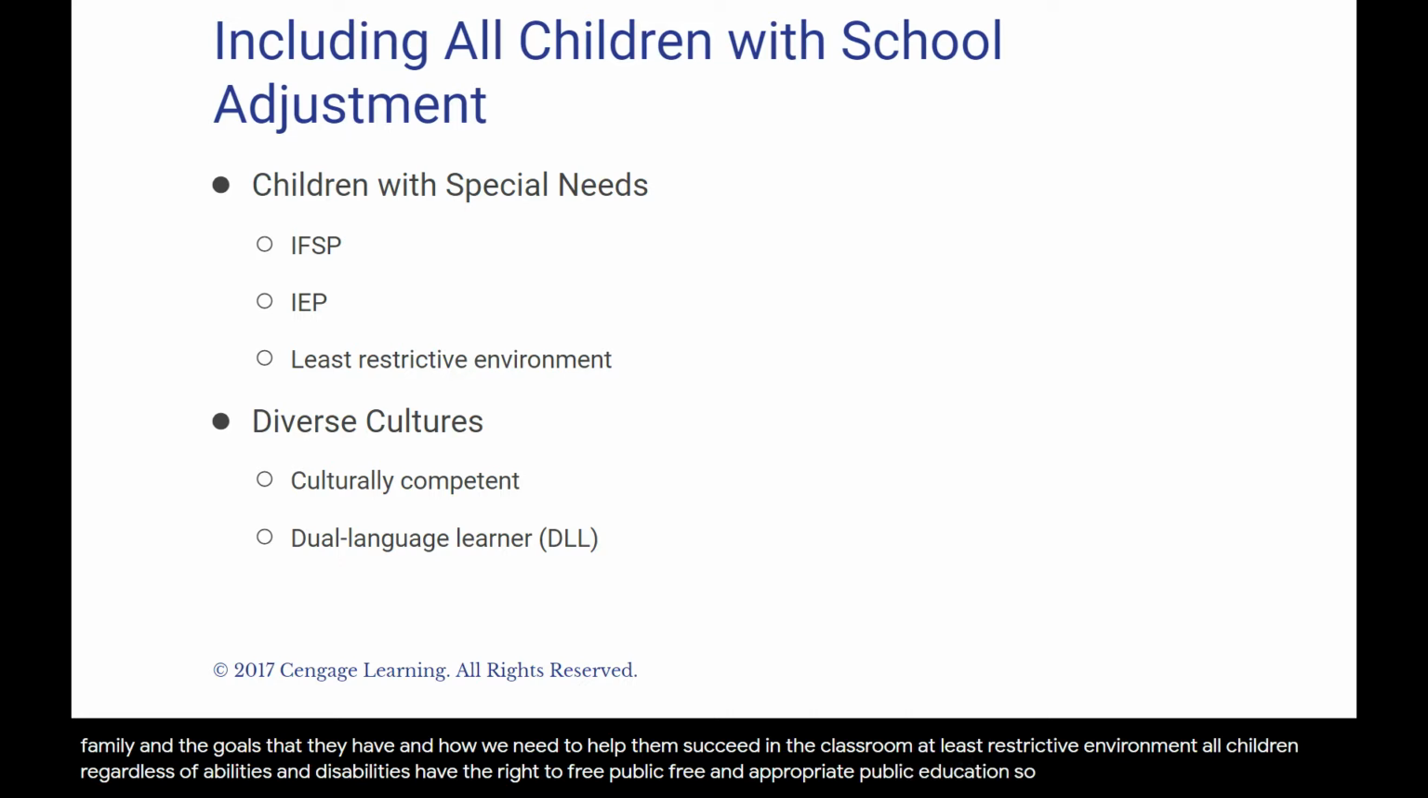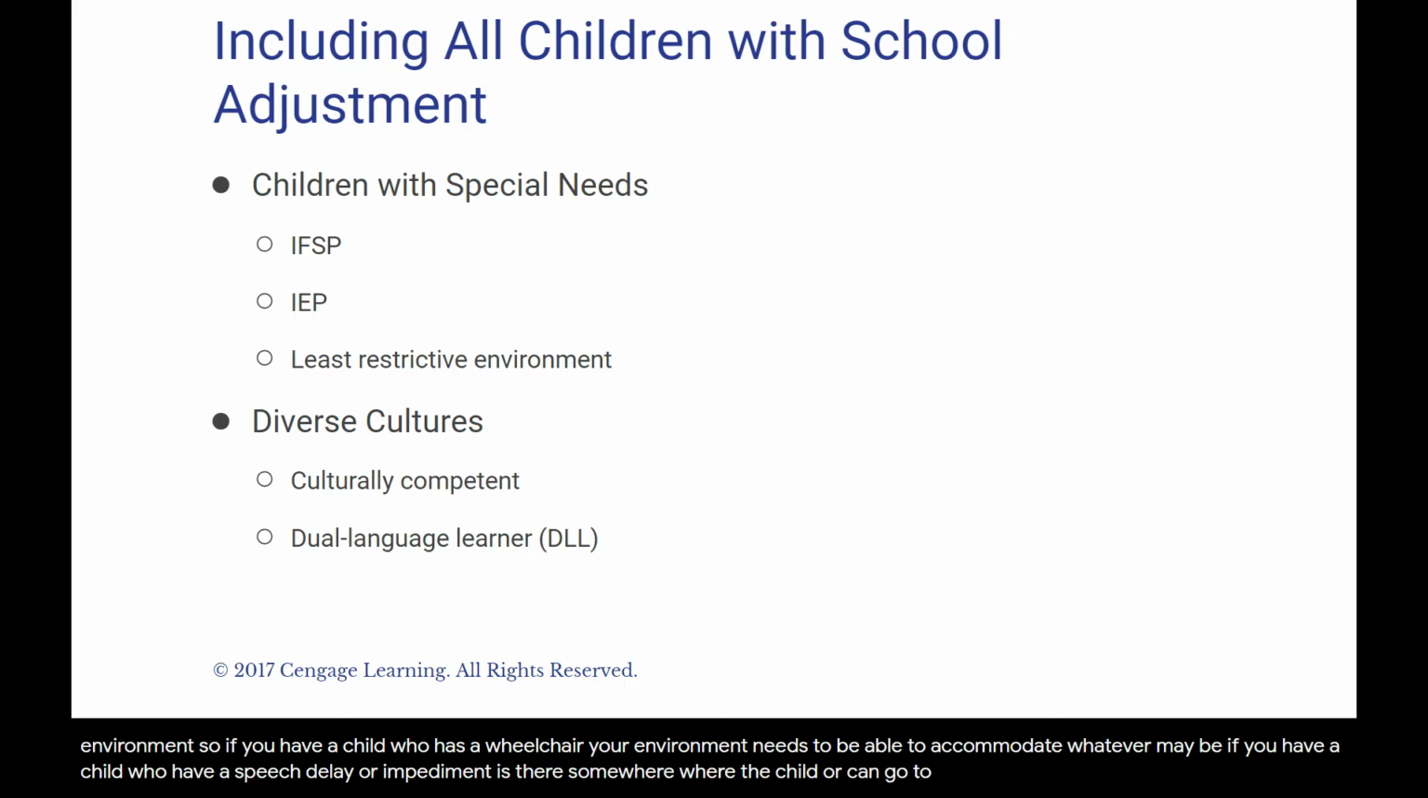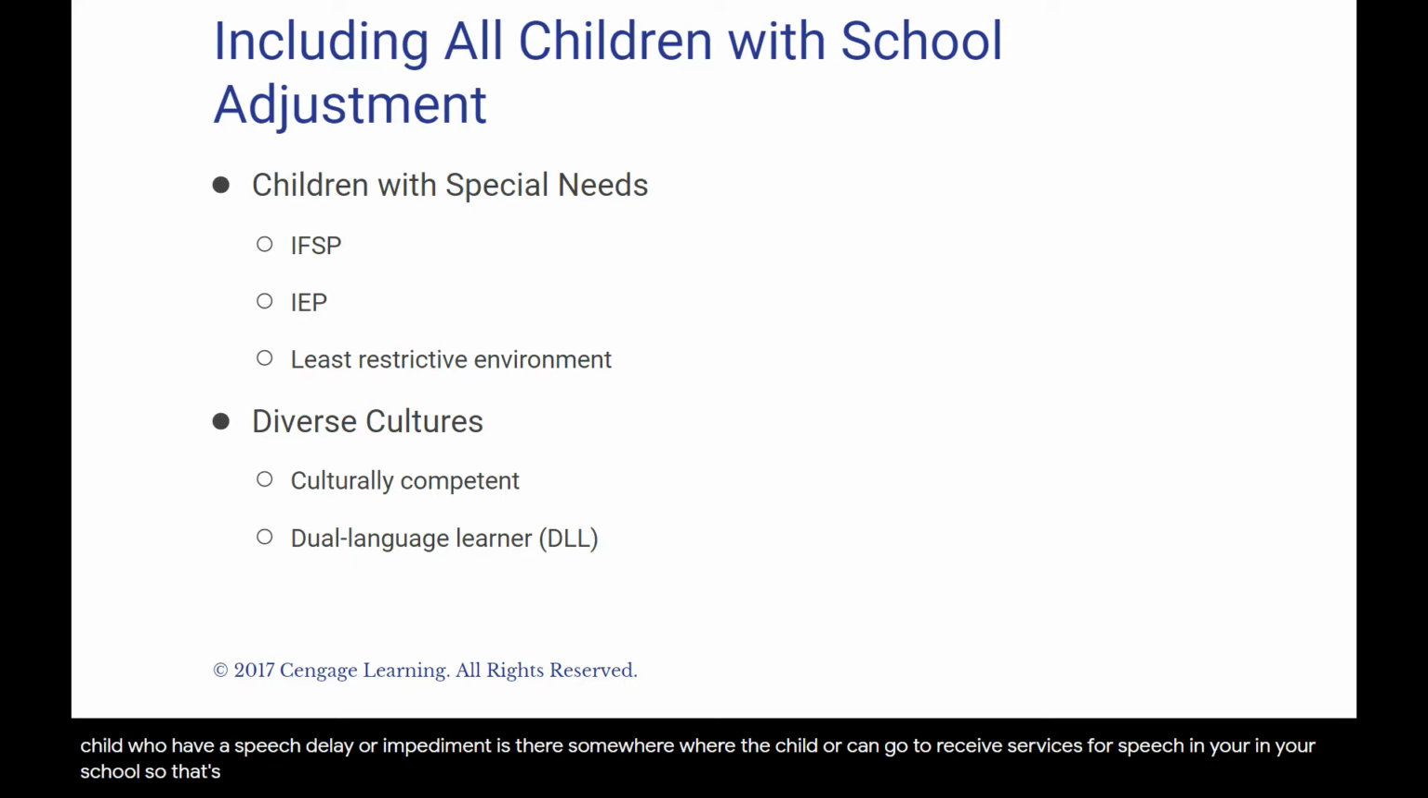So in the least restrictive environment, if you have a child who has a wheelchair, your environment needs to be able to accommodate his needs. So if you need ramps or whatever it may be, if you have a child who has a speech delay or impediment, is there somewhere the child can go to receive services for speech in your school? So that's what the least restrictive environment refers to.